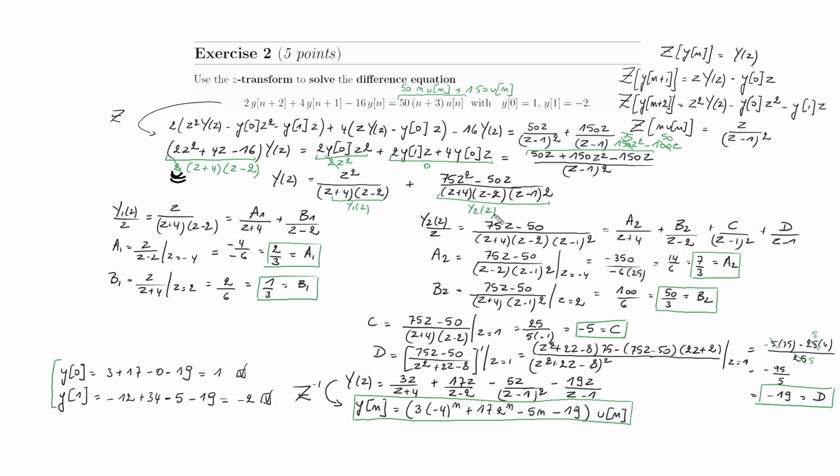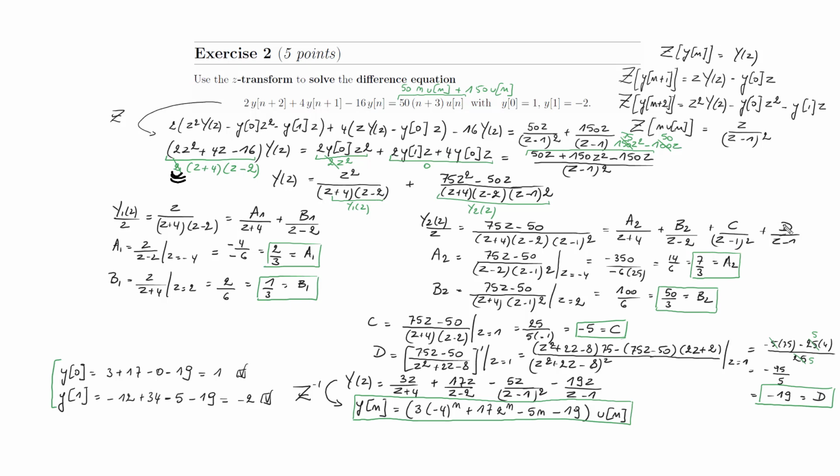We can do something similar here for this second term. We have a fourth order, so we need 4 constants, 1, 2, 3, and 4, right? And it's quite easy to obtain a2, b2, same method as here. For c1, well, we take this one over here, we hide this one, and we replace z by 1, and you obtain c is equal to minus 5.